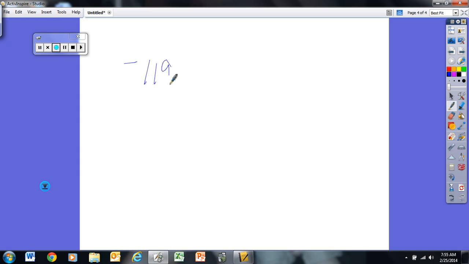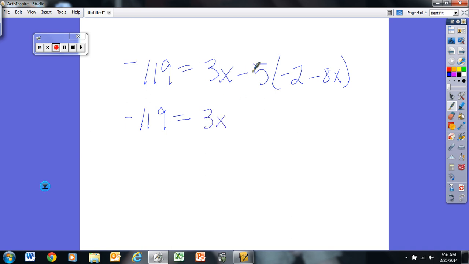Negative 119 equals 3x minus 5 times negative 2 minus 8x. Pause the video and try to solve this one by yourselves. This one's a little bit harder because the variables are on the right-hand side, but it's the same thing. You solve it the same way. This 3x isn't being multiplied, so we bring it down. This negative 5 is being multiplied.